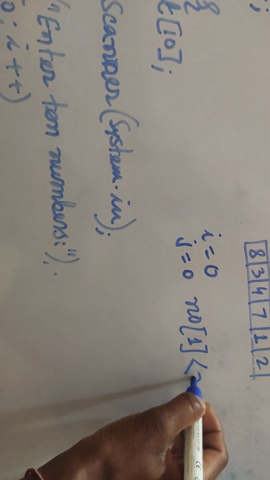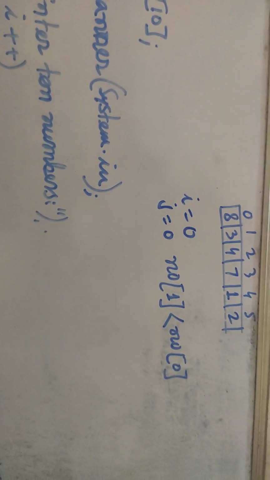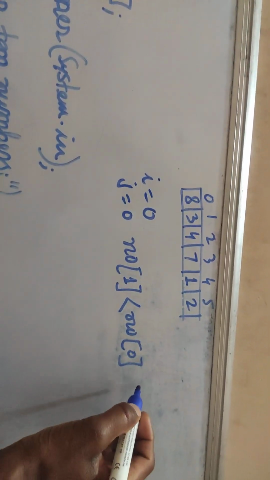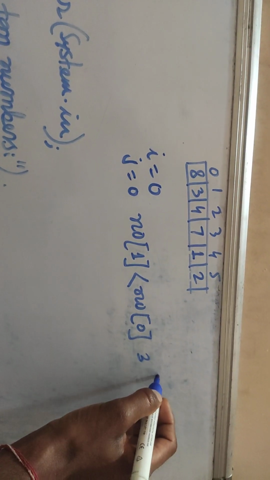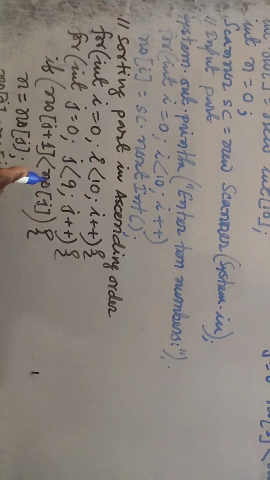Less than number of j. J means 0. So which value is here? In number of 1 position, which value? 3. 3 less than 8. It is true.